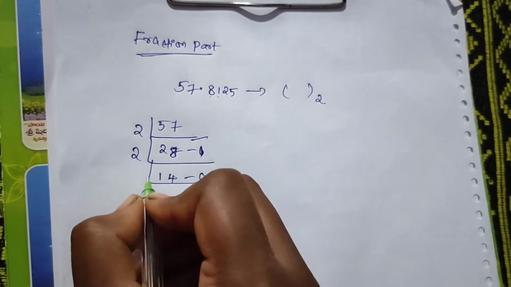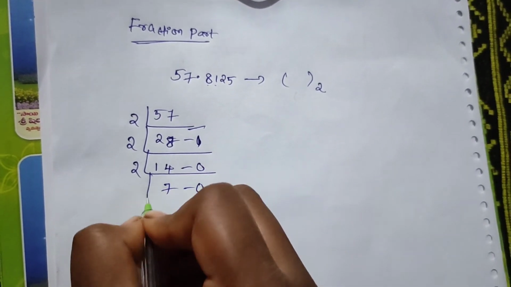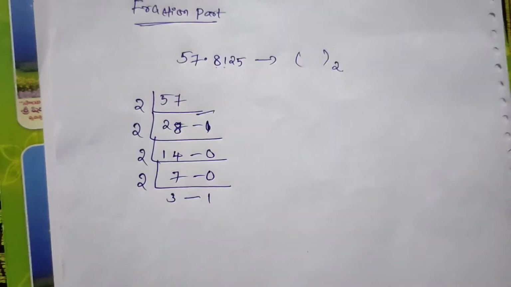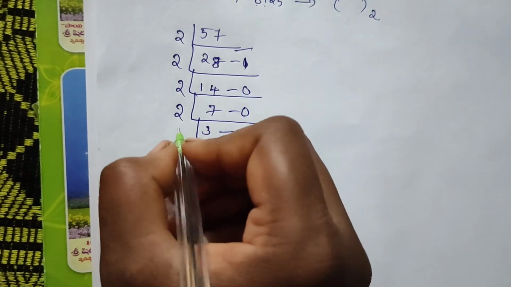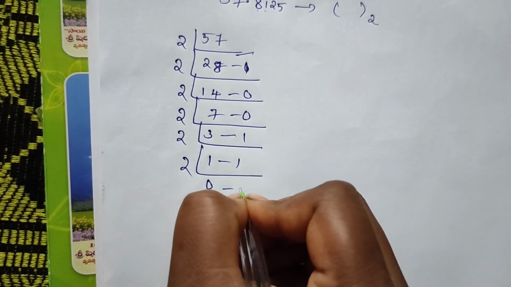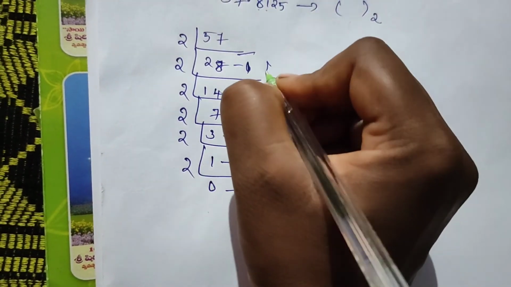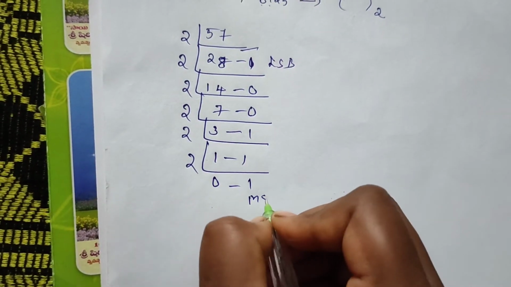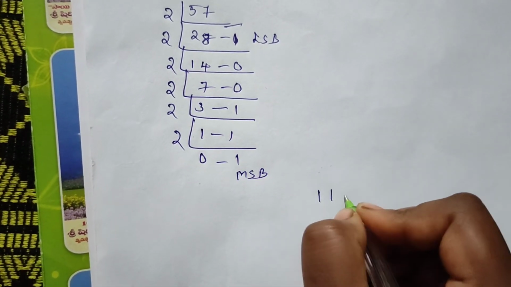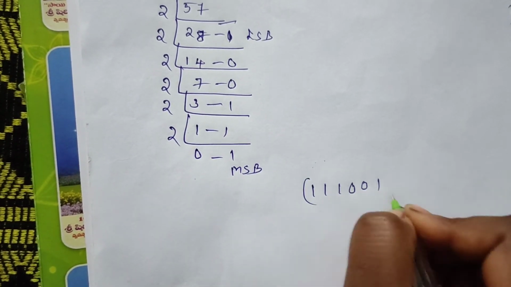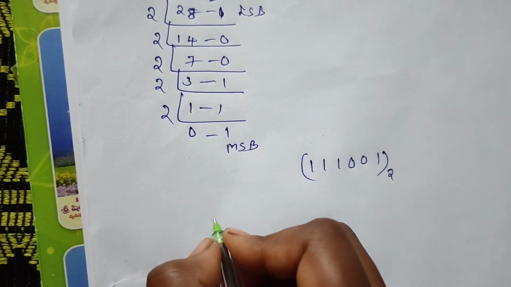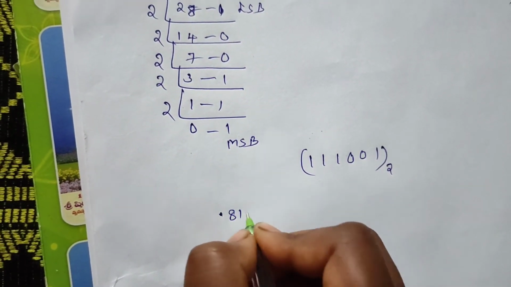Repeat the procedure till the last remainder, that means till you get 0, which is further not divided by 2. So I am repeating. Note down the LSB and MSB. Note down the binary equivalent from MSB to LSB. So that is 111001. This is the binary equivalent of the decimal value 57.